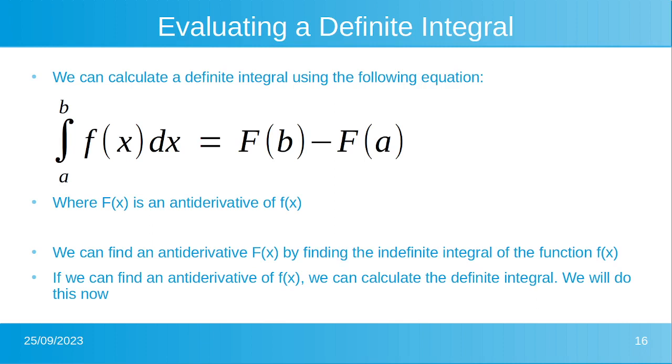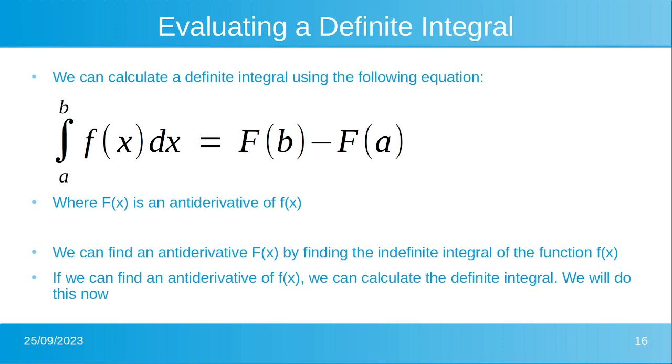So to evaluate a definite integral, we can find an antiderivative, capital F of x, by finding the indefinite integral of the function f of x, because the indefinite integral gives us the set of all antiderivatives. So what we can do is remove that constant of integration plus c, and that gives us one antiderivative of the function f of x. And if we can find an antiderivative of the function f of x, we can then calculate the definite integral using the equation above.